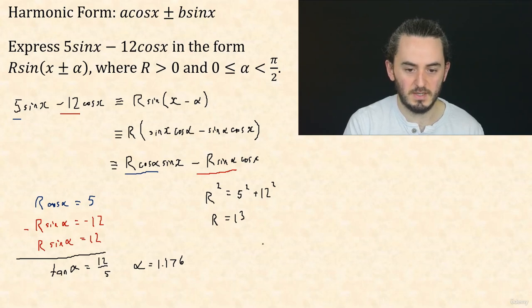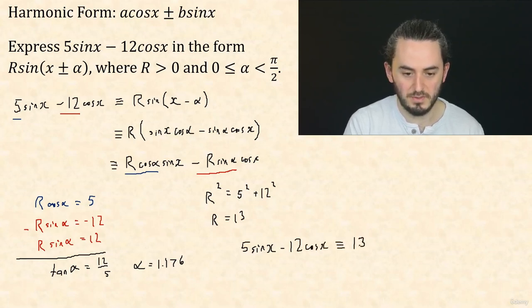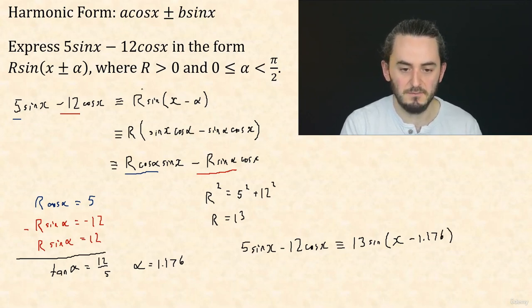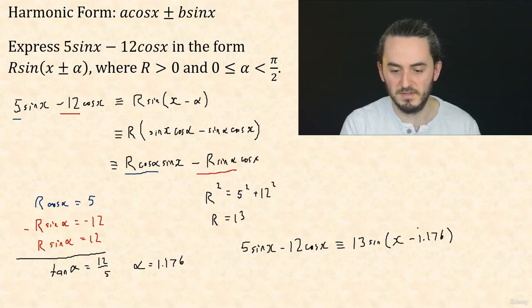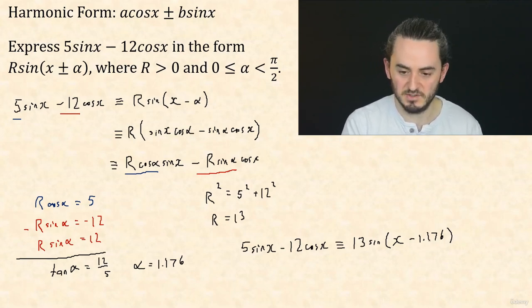So what's our answer? Our answer is that 5 sine x minus 12 cos x is absolutely identical to 13 sine of x minus 1.176. And basically, if you had got it wrong and put a plus there, all that would have happened was that your alpha here would have been minus. So you would have got x plus minus 1.176, and you would have ended up with the same answer. So that's not anything to stress about.